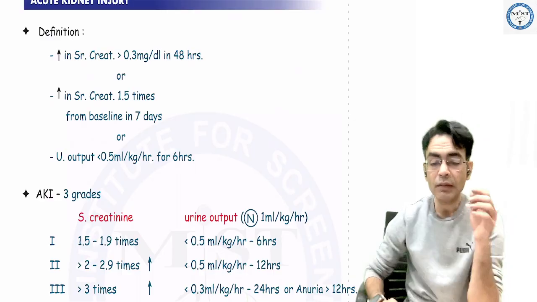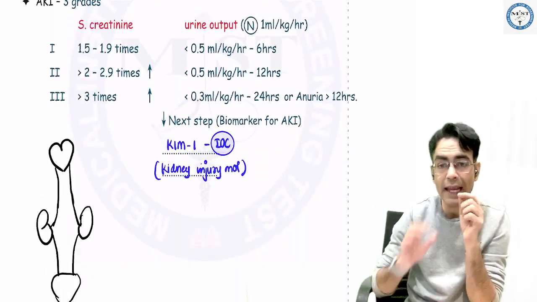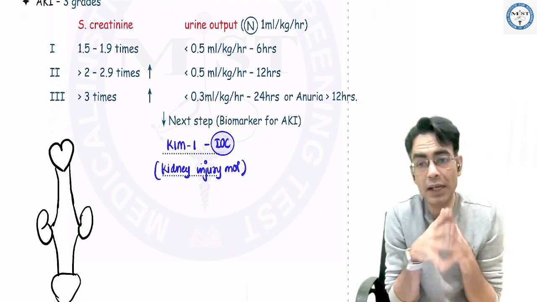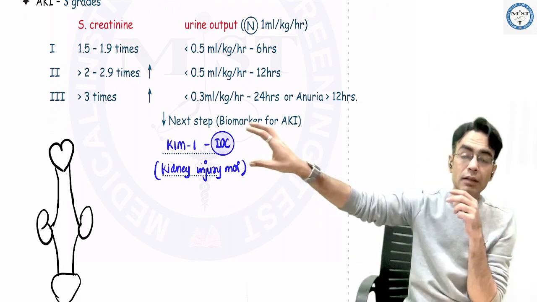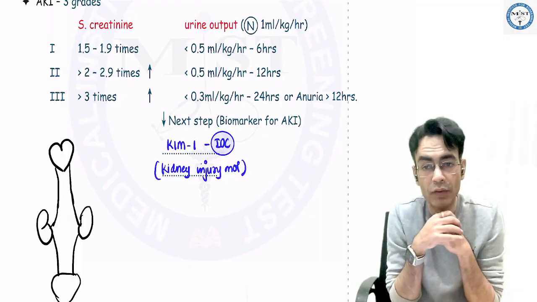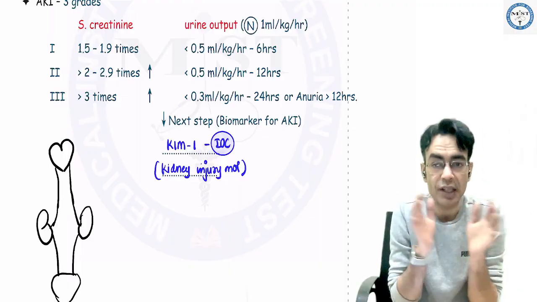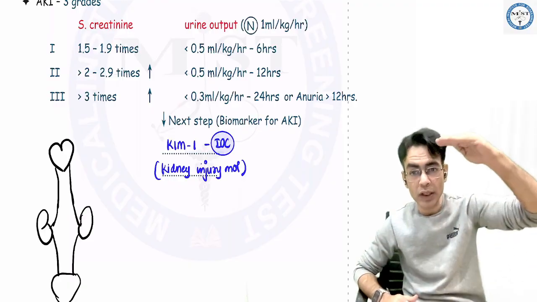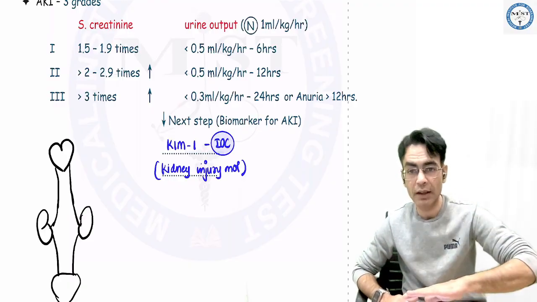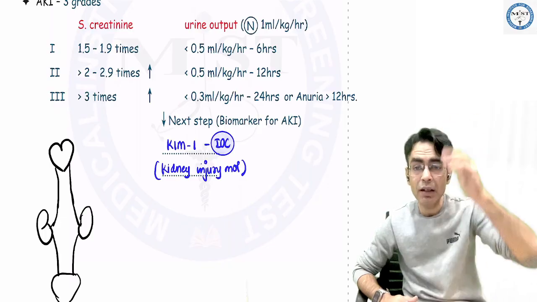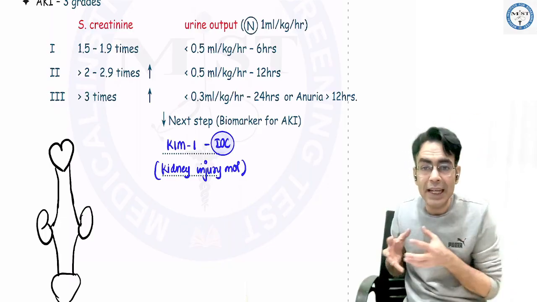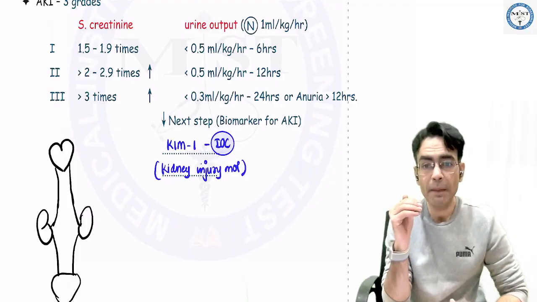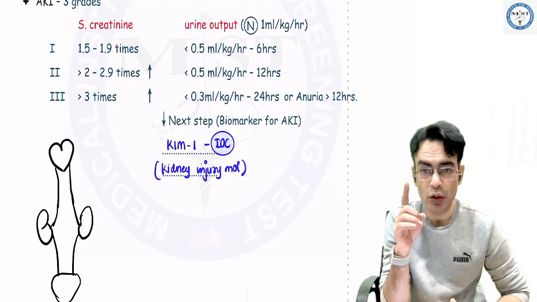Now, with this AKI, how do we come to a conclusion that 100% this is AKI? By kidney injury molecule, KIM1, the biomarker of AKI. This is the best, the investigation of choice. Any AKI can be due to three reasons: either the problem is before the kidney, in the kidney, or after the kidney. Most common cause is pre-renal, hypovolemia, where the kidney is getting acutely injured because the kidney is not getting the blood. Okay? So AKI's most common cause is pre-renal, that is hypovolemia.